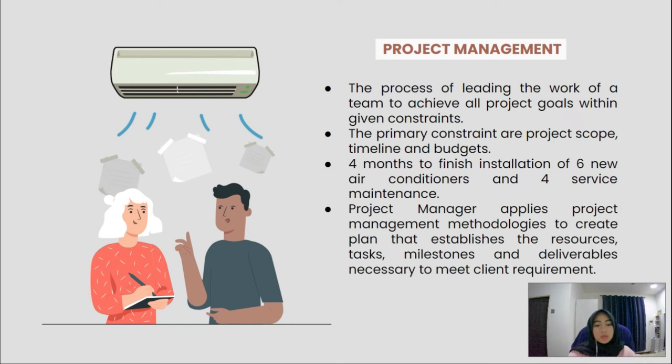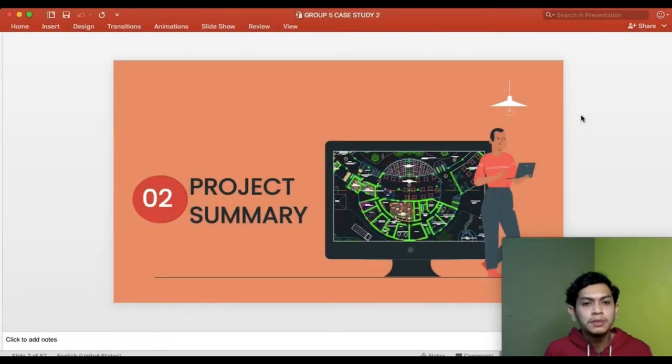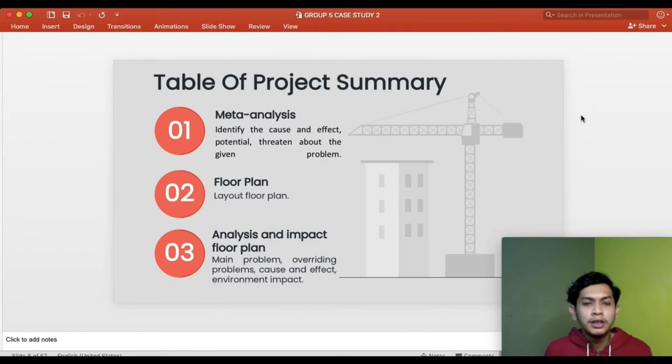Then, the project manager will apply a project management methodology to create a plan that establishes the resources, tasks, milestones and deliverables necessary to meet client requirements. This will be more detailed in the next part, which is the project summary. Okay, so we go to the project summary. We want to explain first the meta-analysis, second the floor plan, and third the analysis and impact of the floor plan.